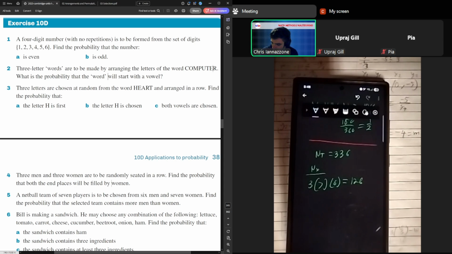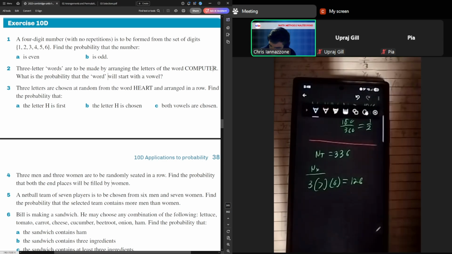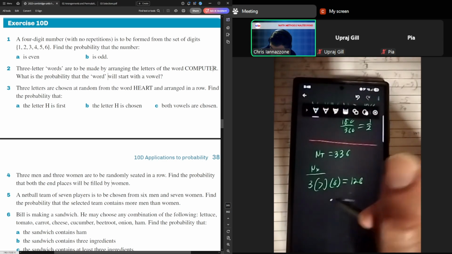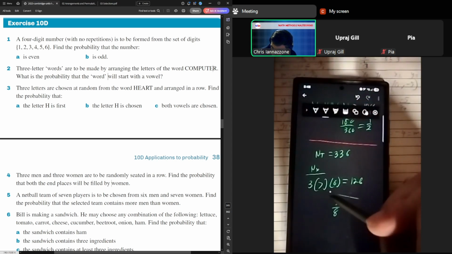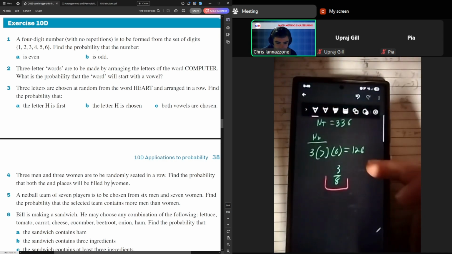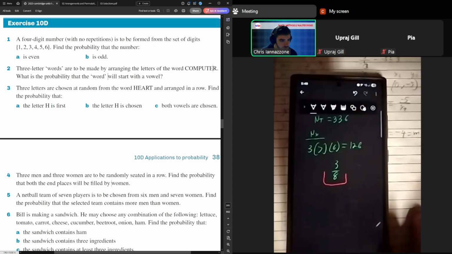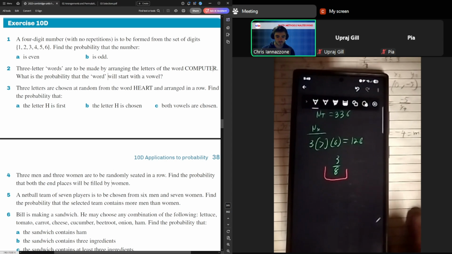But yes, we got our 2 calculations there: 336 for total number of outcomes, 126 for desirable number of outcomes. If you divide those 2 together, you get 3 out of 8 as a final probability. I'm curious, now that you see that probability, does anyone see a shortcut as to how we could have done this?